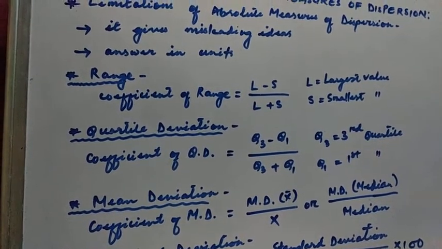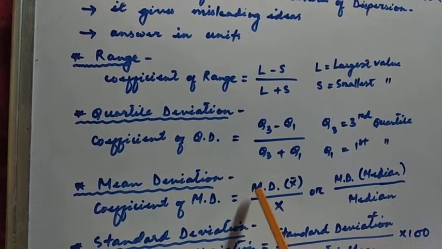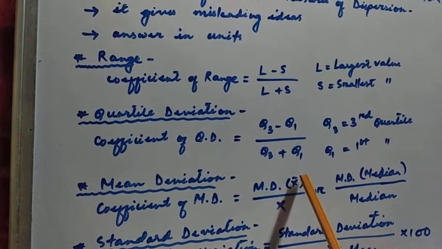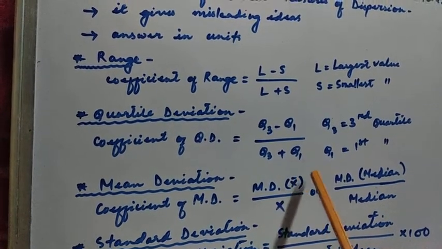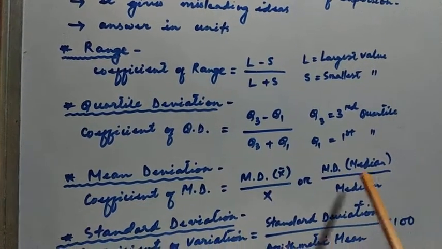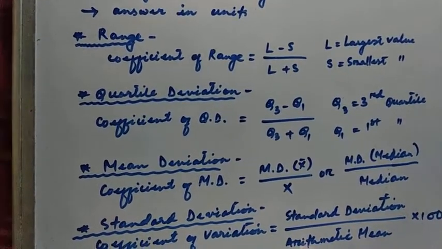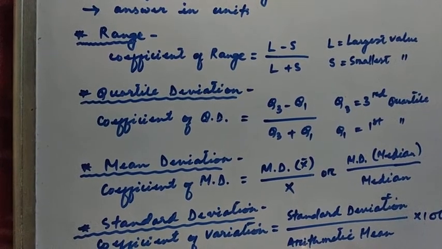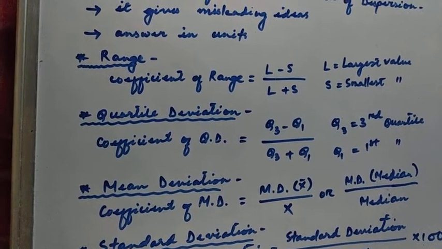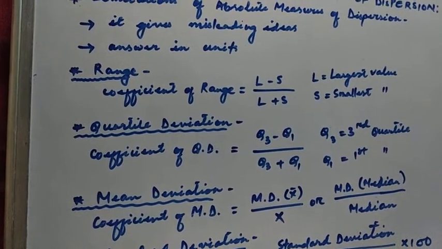And for mean deviation, it is the coefficient of mean deviation, which is given by MD (about the mean, x bar) divided by x bar, or MD (about the median) divided by the median. That is the coefficient of mean deviation. Thus, if mean deviation is calculated on the basis of the mean, it is divided by the mean. And if the median is used to calculate mean deviation, it is divided by the median. So that is in case of mean deviation.